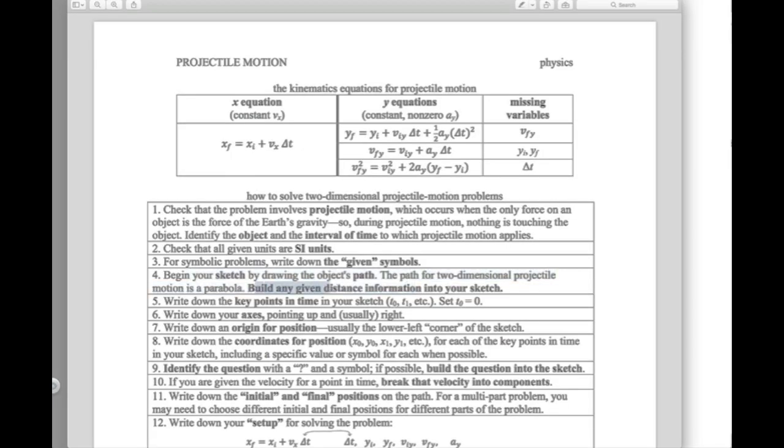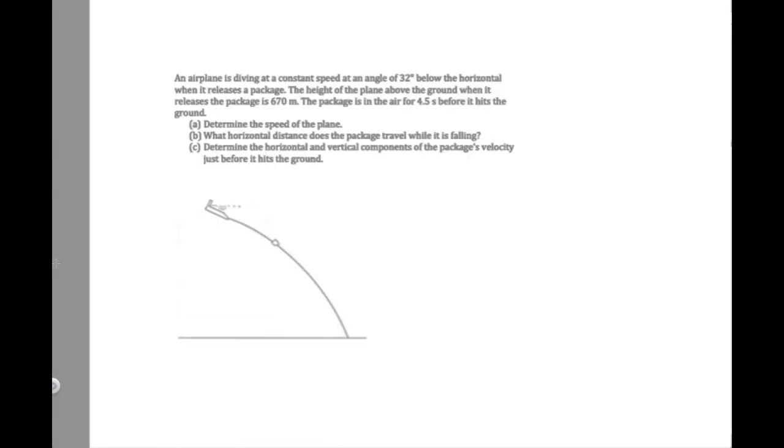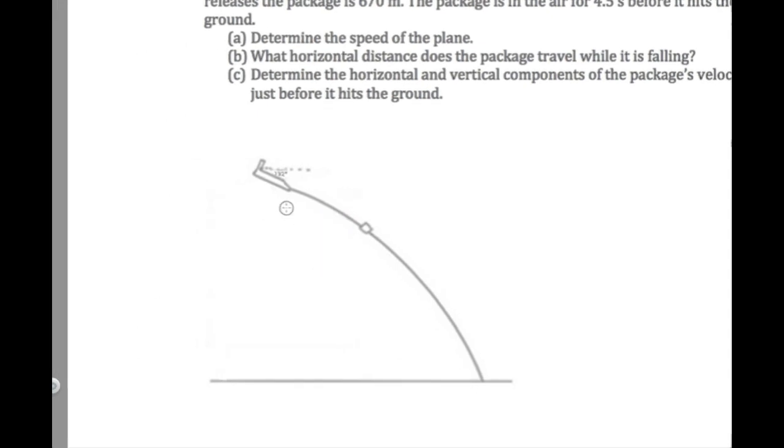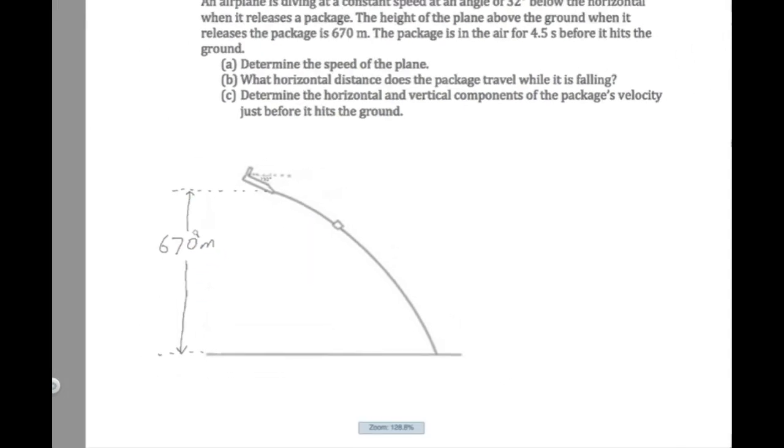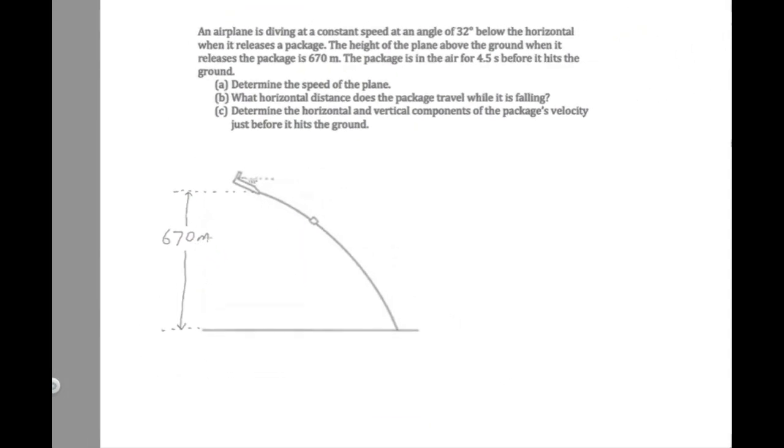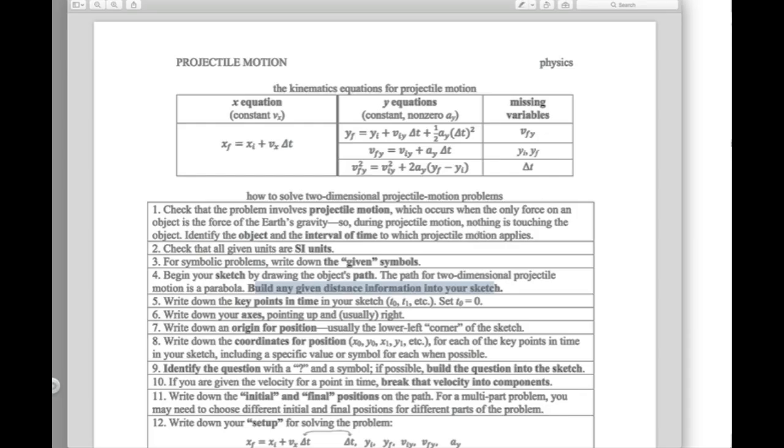But we should ask if there's any distance information that we can build into our sketch. And it looks like there is. We can build in this 670 meter answer. This is the height when the package is released. So I built that information into our sketch. When the plane releases the package, it's at a height of 670 meters. Always build all available distance information into your sketch.